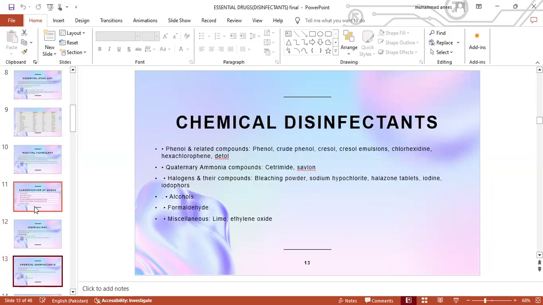Moving on to the detail of chemical agents, we have phenol and related compounds, which include phenol, crude phenol, cresol, emulsions, chlorhexidine, hexachlorophene, and Dettol. Then there come quaternary ammonium compounds, halogens and their compounds, which include bleaching powder, sodium hypochlorite, halazone tablets, iodine, iodophors, alcohols, formaldehyde, and miscellaneous, which includes lime and ethylene oxide.